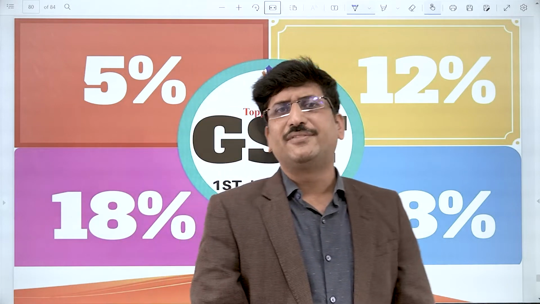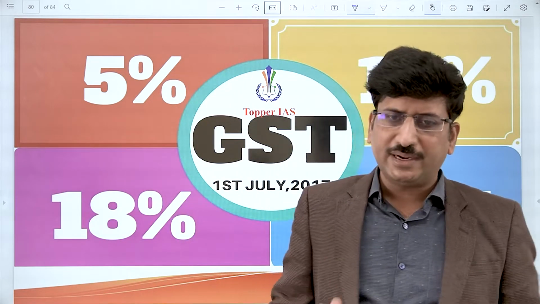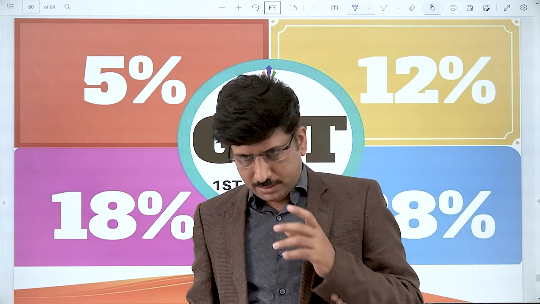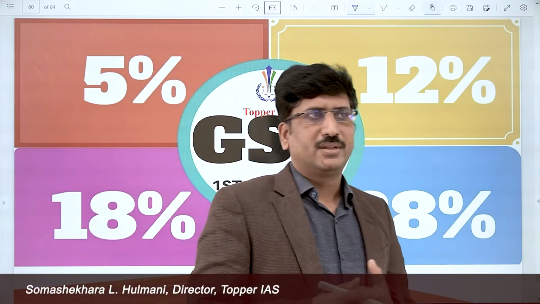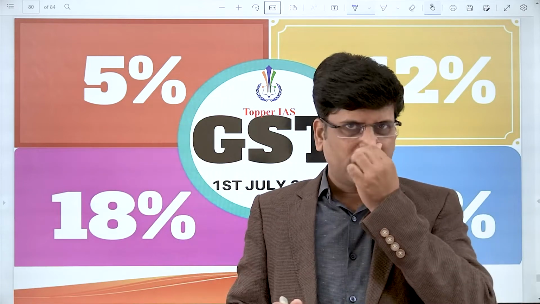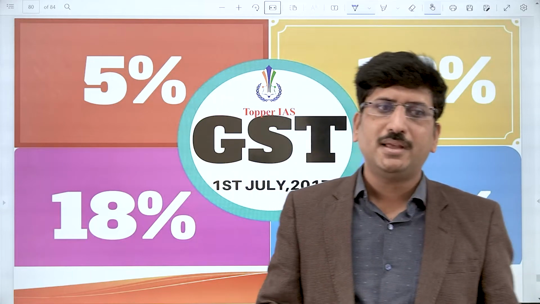So, goods and service tax. What is this goods and service tax? This is a form of indirect tax. What do you mean by indirect tax? You know that there are two types of taxes, that is direct tax and indirect tax. In direct tax, the tax is deducted at the source itself. For example, for a salaried employee, his tax is directly given to the government.